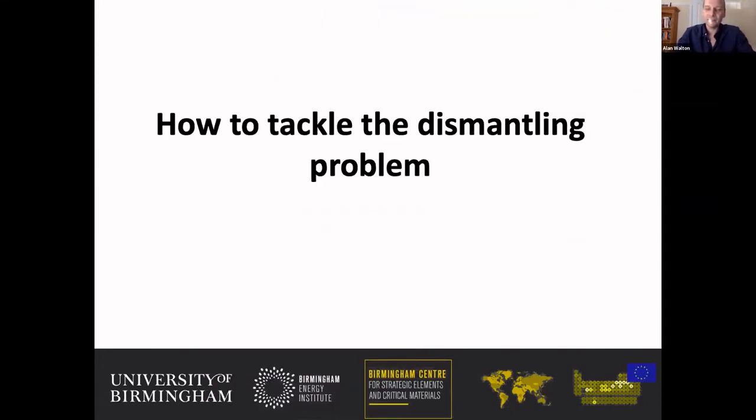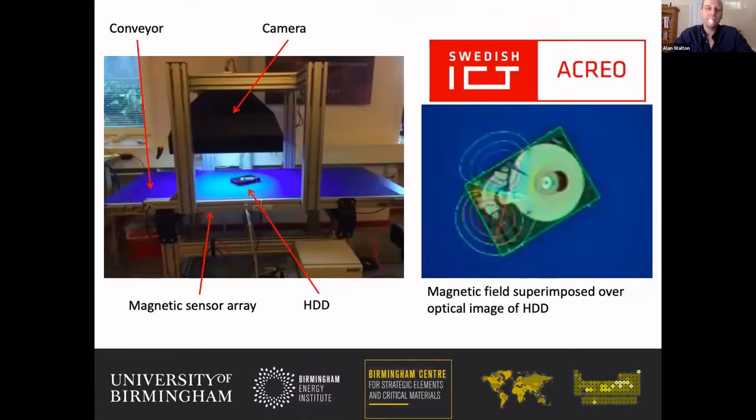So I'm going to explain a little bit about what we've been doing in Birmingham to tackle all of these problems around sensing, separation, extraction and reprocessing of these materials. And we've been doing that from like 1 or 2 gram samples up to a very large plant that we're developing in Birmingham.